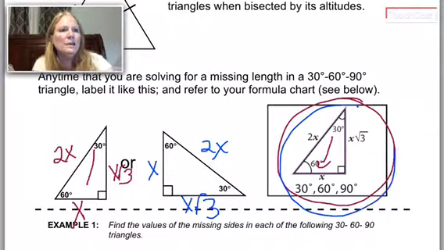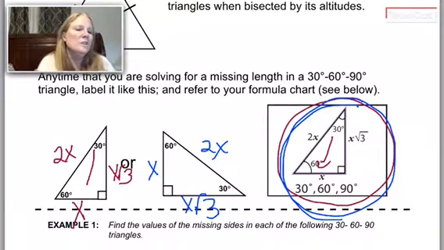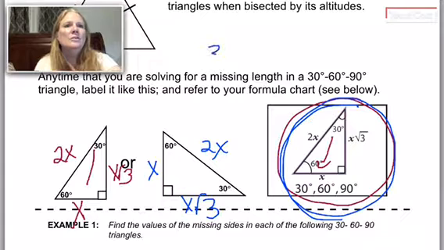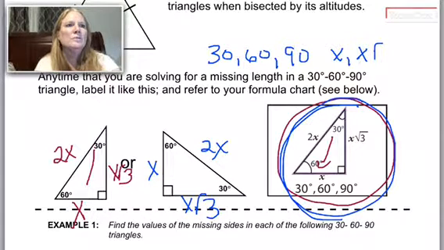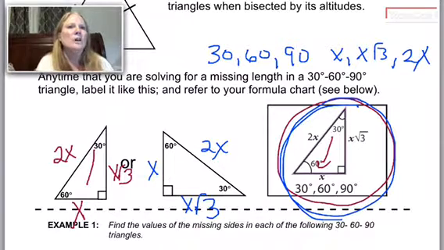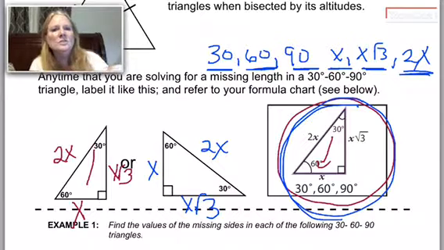Now, I like to point out here, some formula charts will give you this picture here. Other formula charts might just say 30-60-90, and then X, X square root of 3, and 2X, and expect you to draw your own picture, but let you see that with the 30-degree angle goes the X, with the 60 is the X square root of 3, and with the 90 is the 2X. Okay, let's look at some examples.